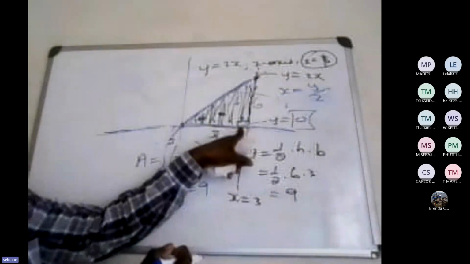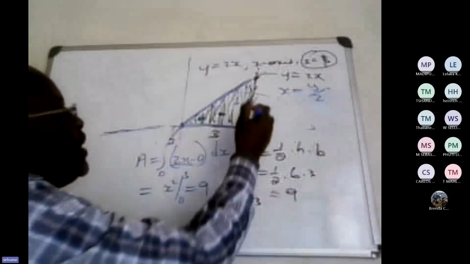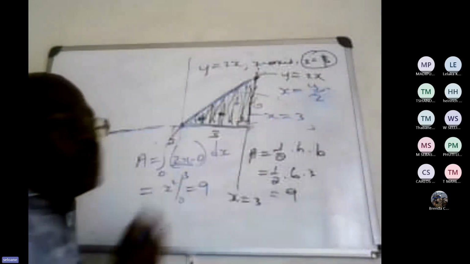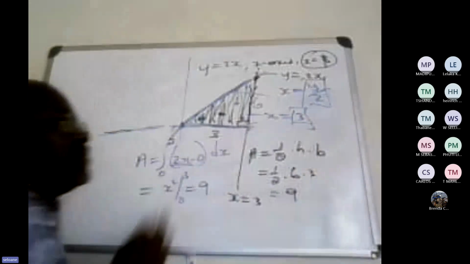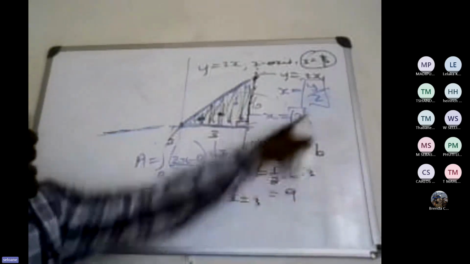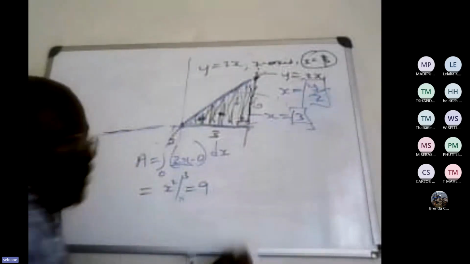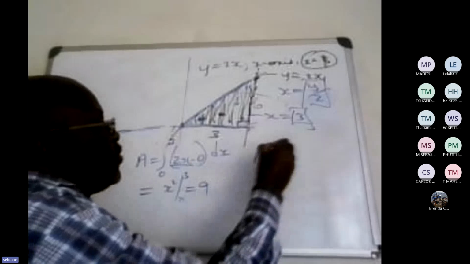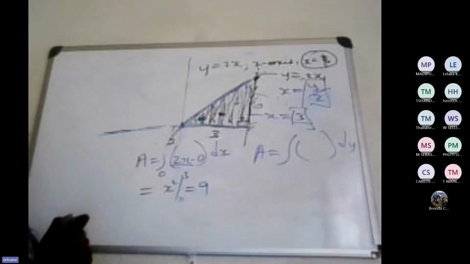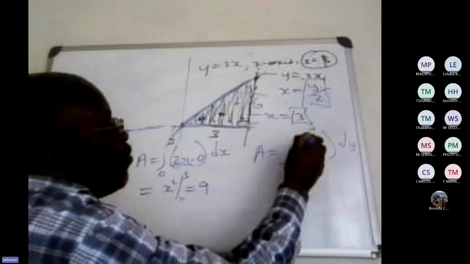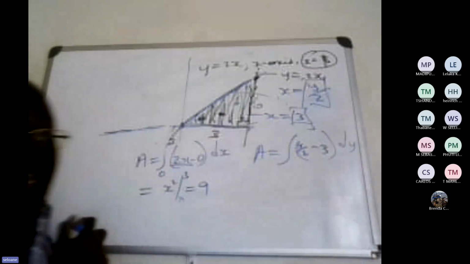This is x equal to 3. Therefore, it will be this minus this. It will now be A equal to the integral of, now it will be dy. Now it will be y over 2 is the right, minus 3 is the left.